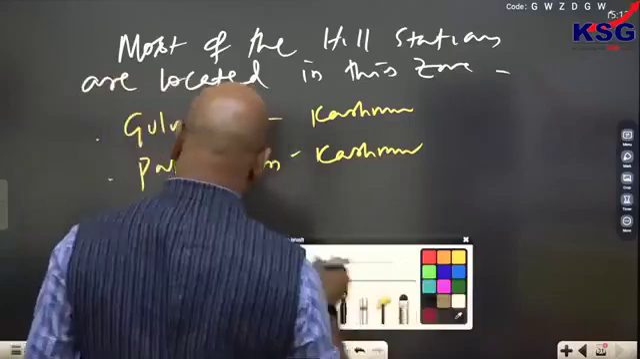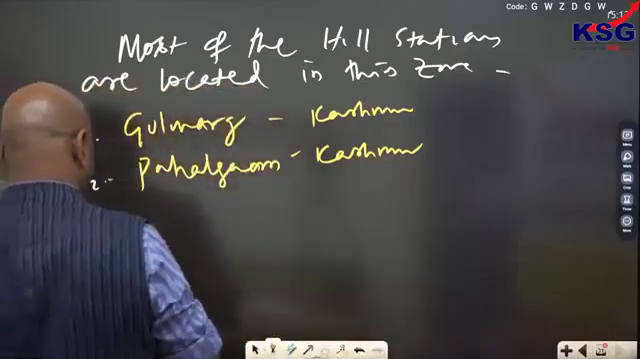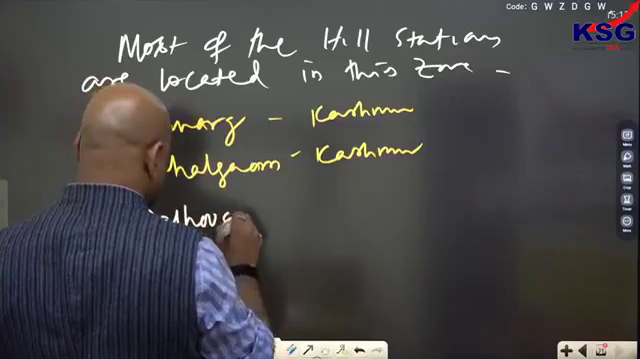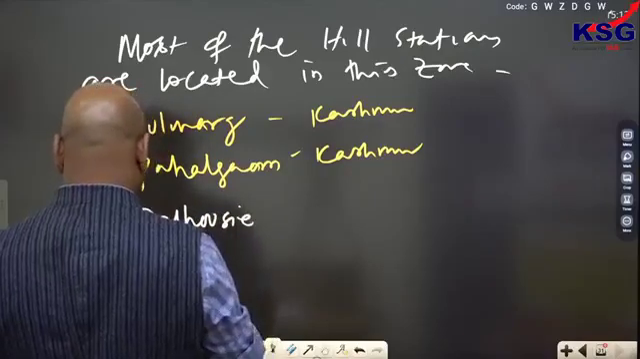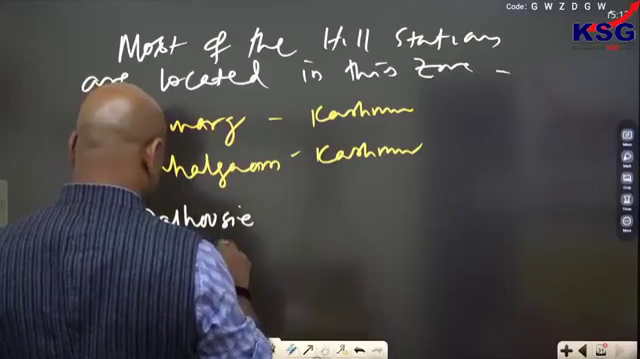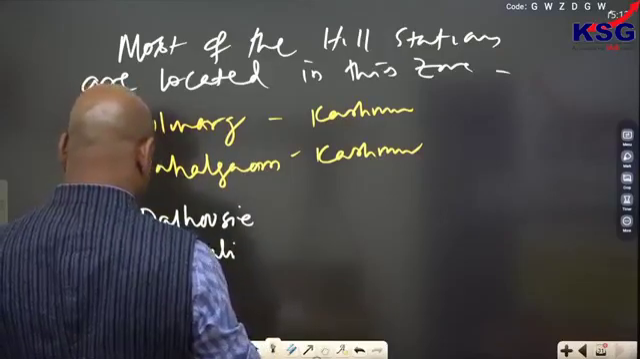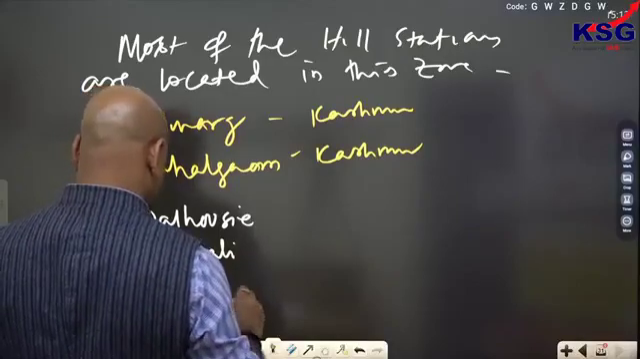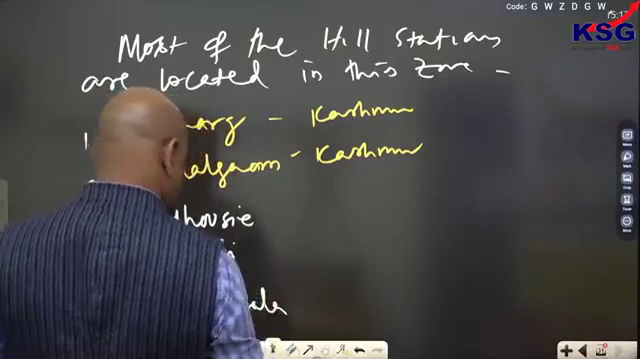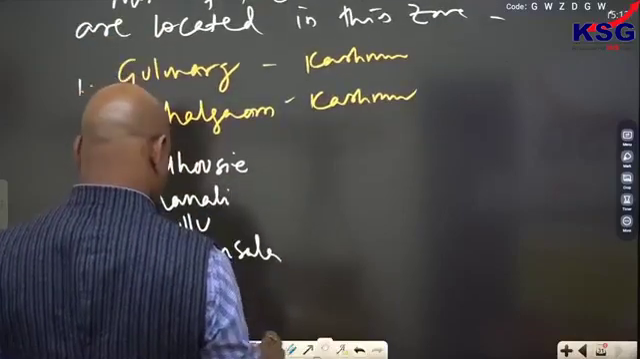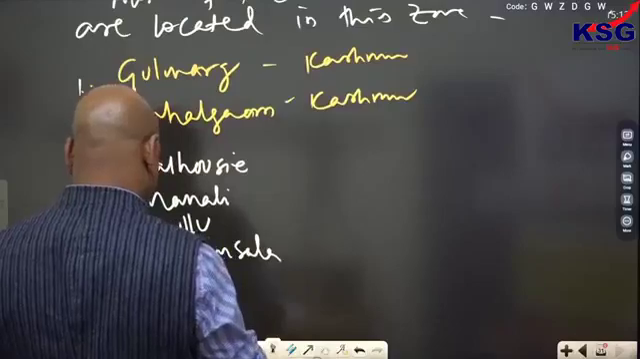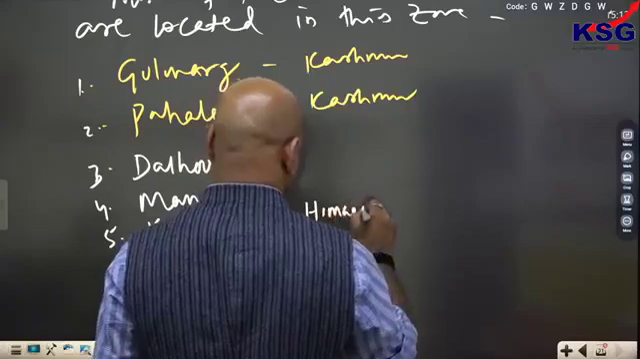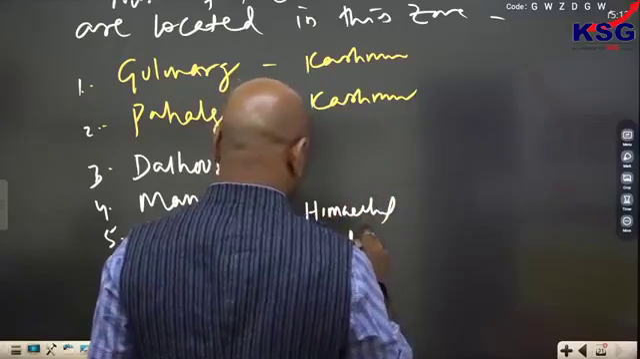We have also Dalhousie, Manali, Kullu, Dharamshala, Shimla, all these are in हिमाचल प्रदेश. हिमाचल प्रदेश में ये सब है.